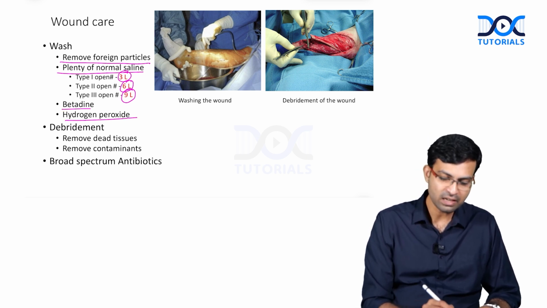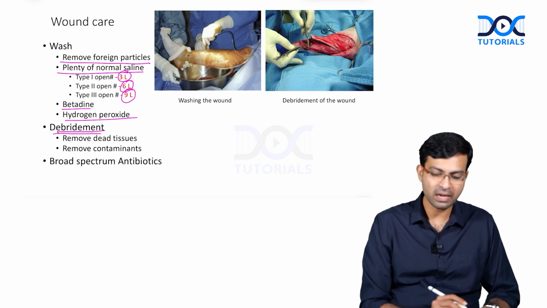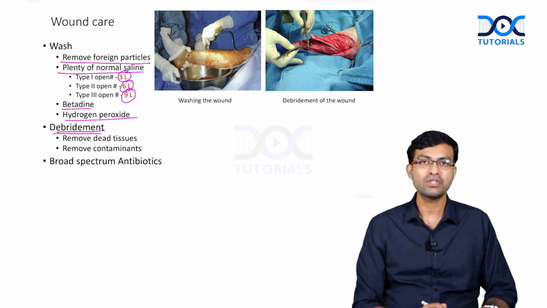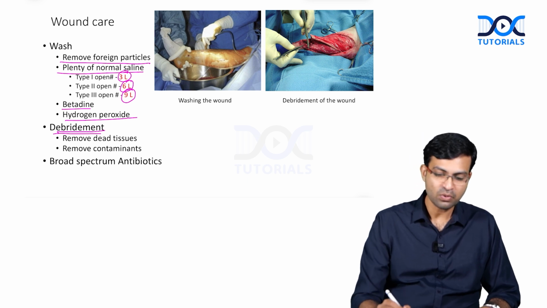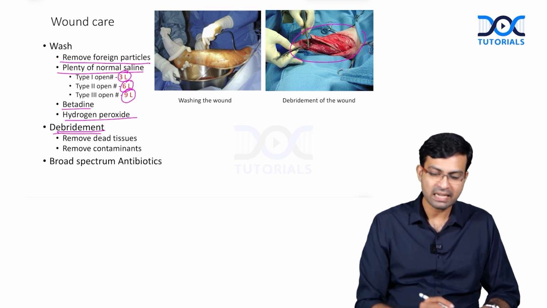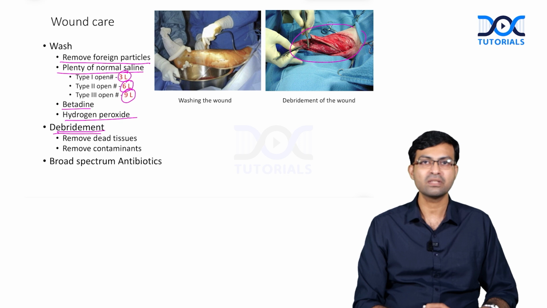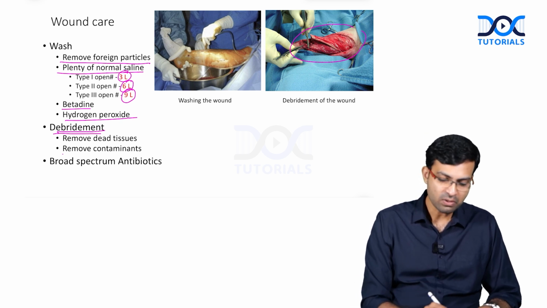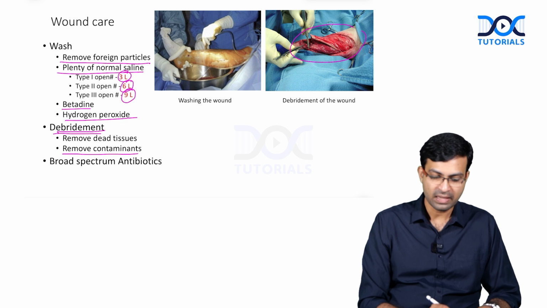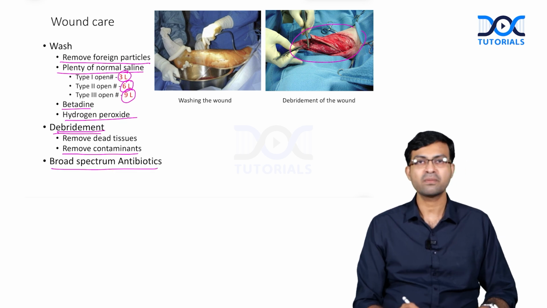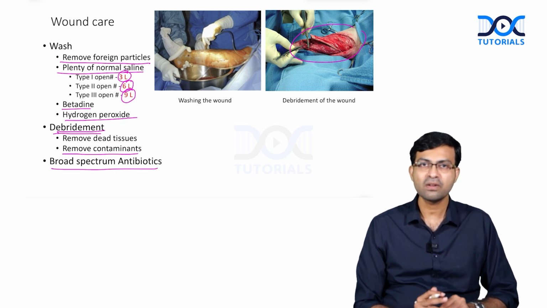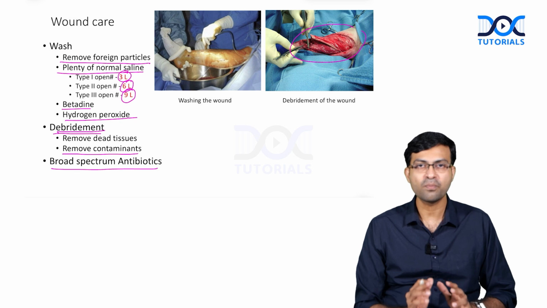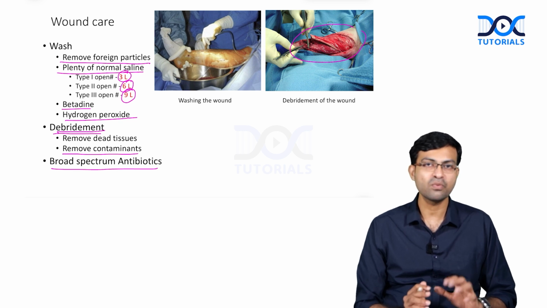Once your wash is done, you go in for debridement. What is debridement? Removal of dead tissues or contaminated tissue is what we call as debridement. So you completely remove all the dead and unclean tissues with a knife and you clean the area completely. Then you can also remove all the contaminants. Then you start the patient on broad spectrum antibiotics. So this is the first step in taking care of an open fracture. You manage the wound first.